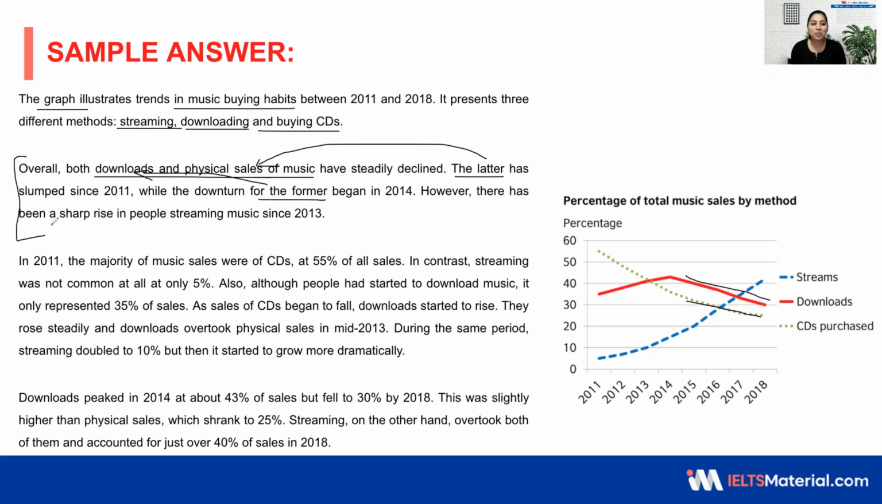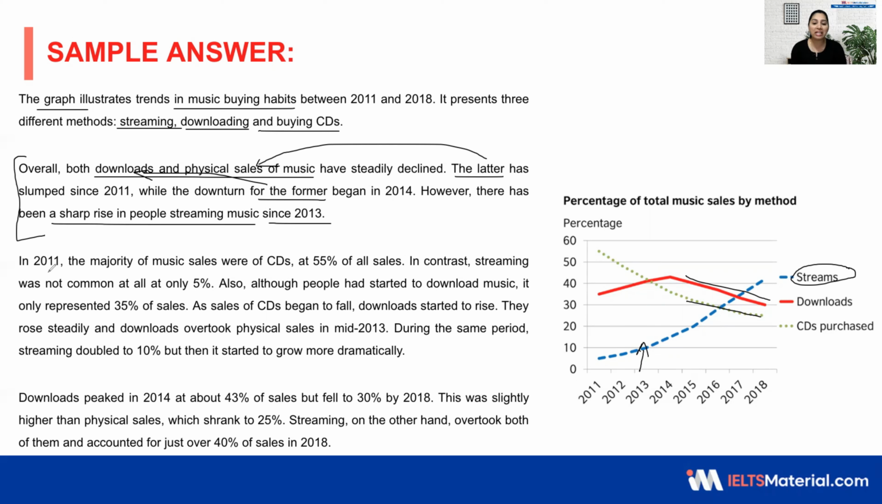However, there has been a sharp rise in people streaming music since 2013. So after 2013, the proper increase was seen in the category of streaming. This is called an overall statement, where I'm just giving the outline of all the three categories, or just showing the outline pattern of all the three categories.